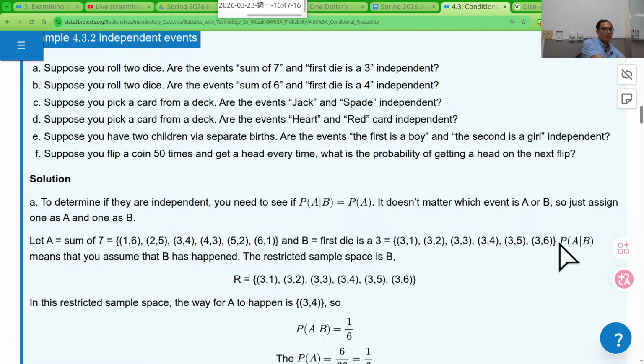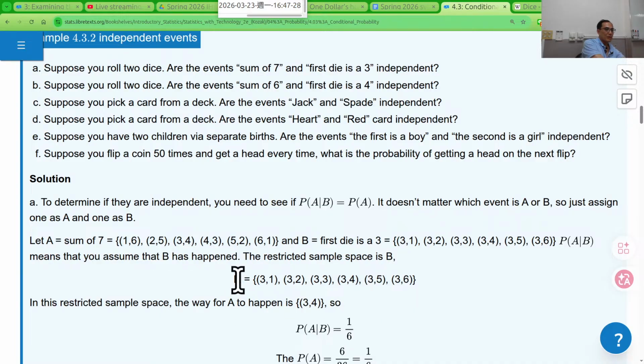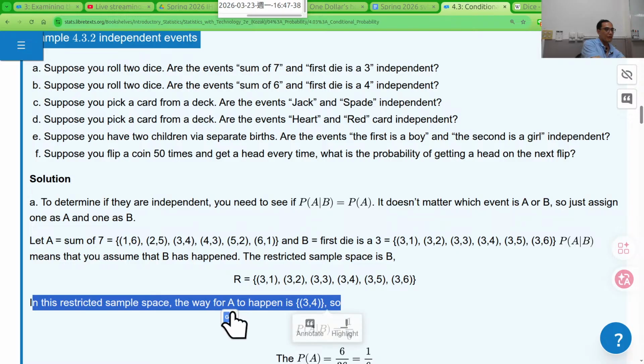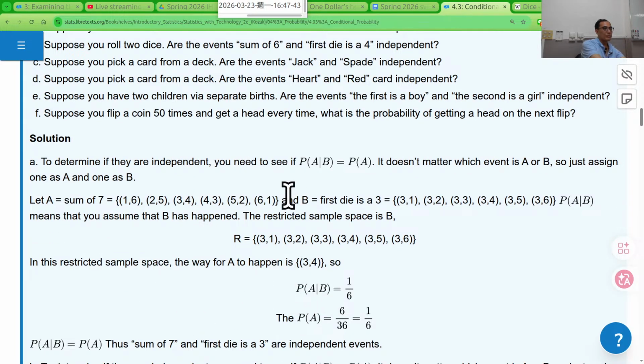And probability A based on B means that you assume B has happened, so the restricted sample space is B. The restricted sample space R equals (3,1), (3,2), (3,3), (3,4), (3,5), (3,6). In this restricted sample space, the way for A to happen is (3,4), because the sum is 7. So the probability of A based on B is 1/6.